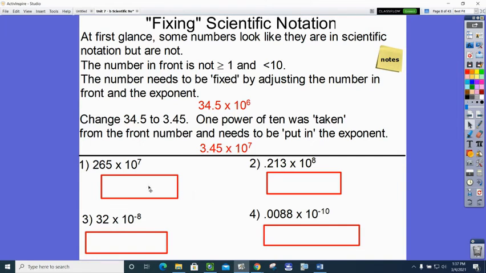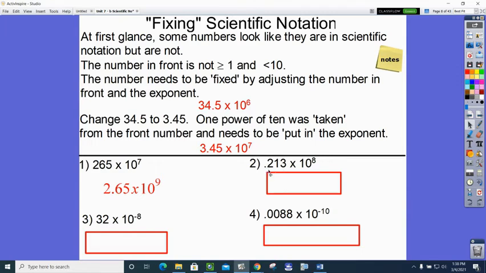Can you please try to do number 1 right now? Fix it. Okay, so the decimal here was after the 5, and it needs to be in between the 2 and the 6. So I'm going to make this number smaller by 2 powers of 10, and I need to compensate, do the opposite, and make that bigger. Did you get 2.65 times 10 to the 9? Okay, how about the next one?